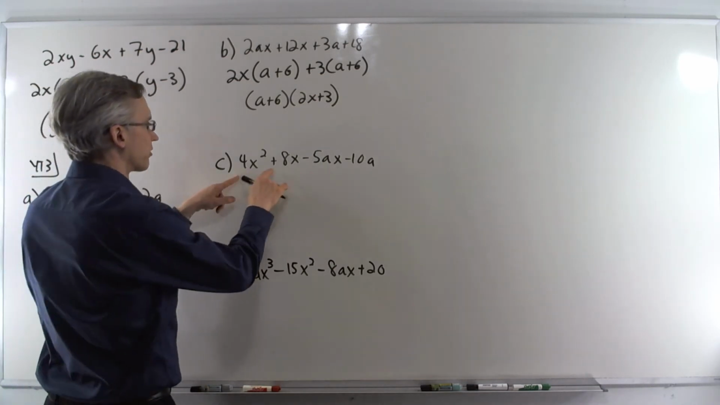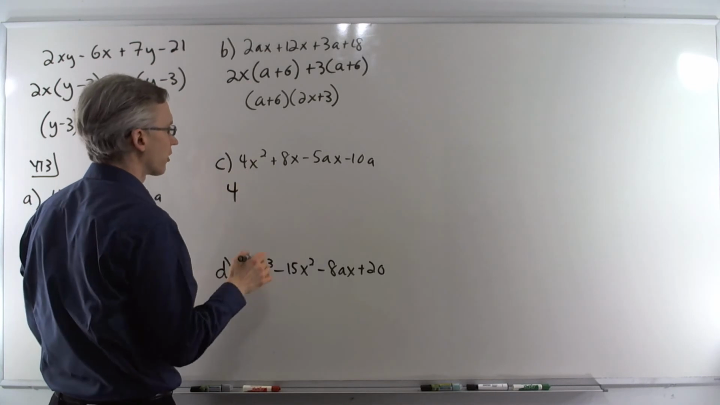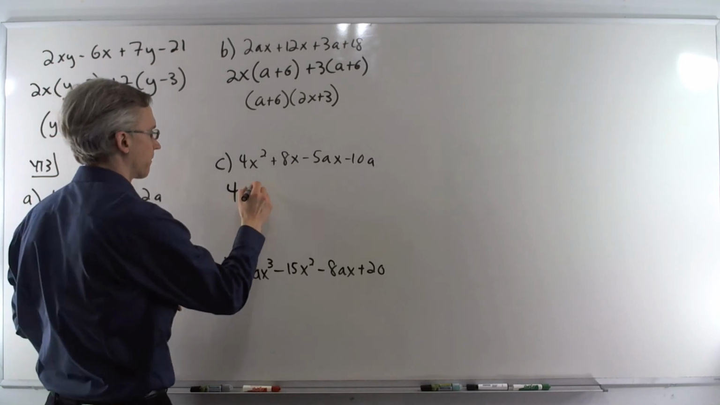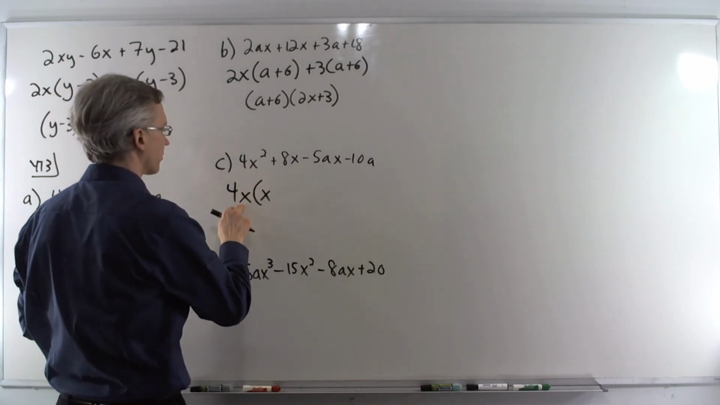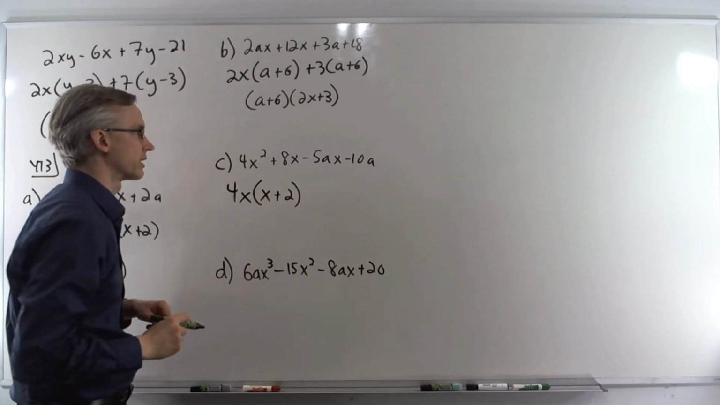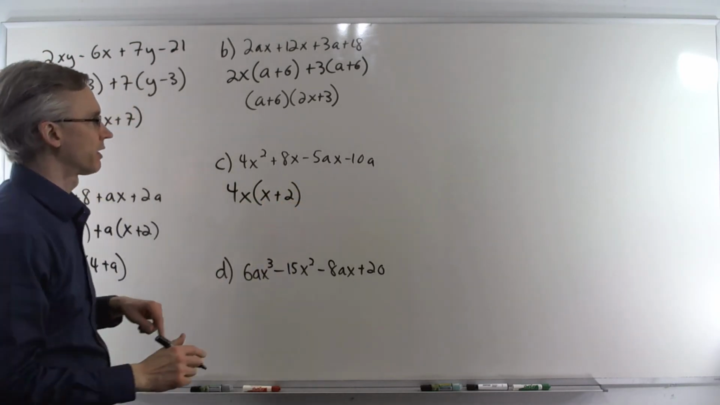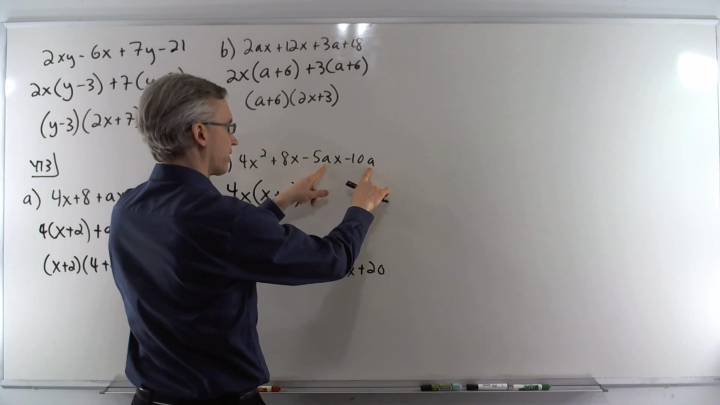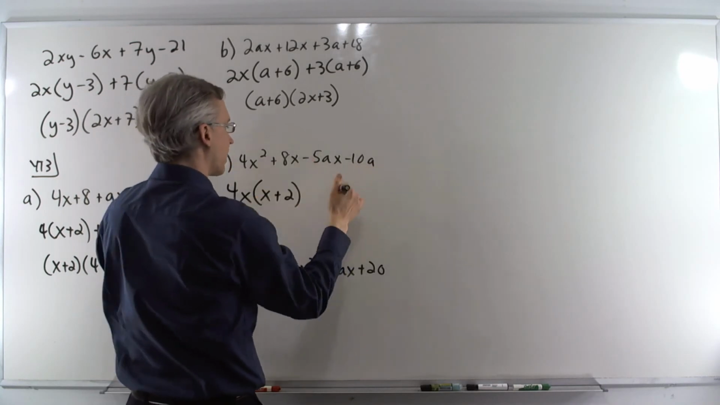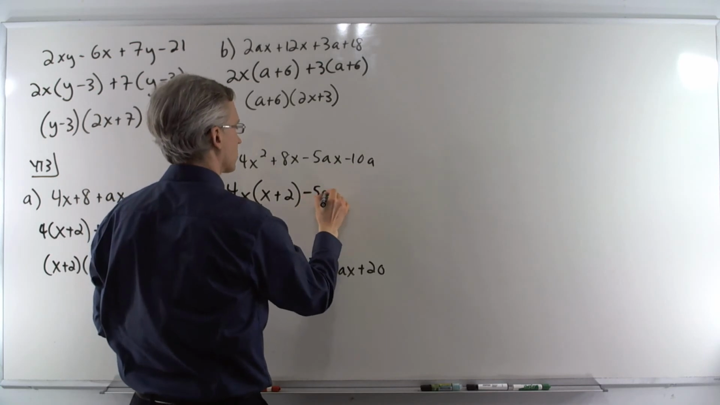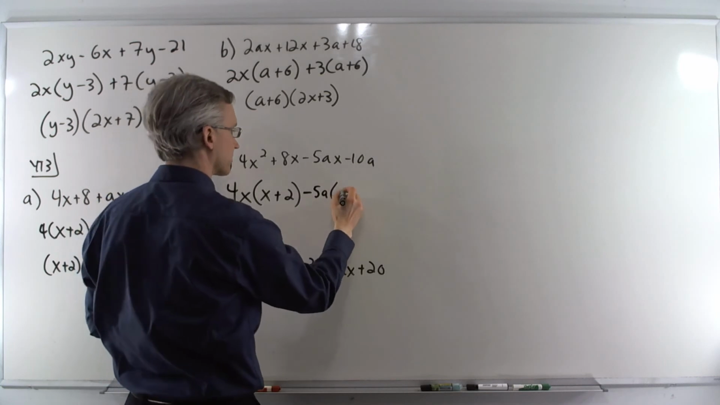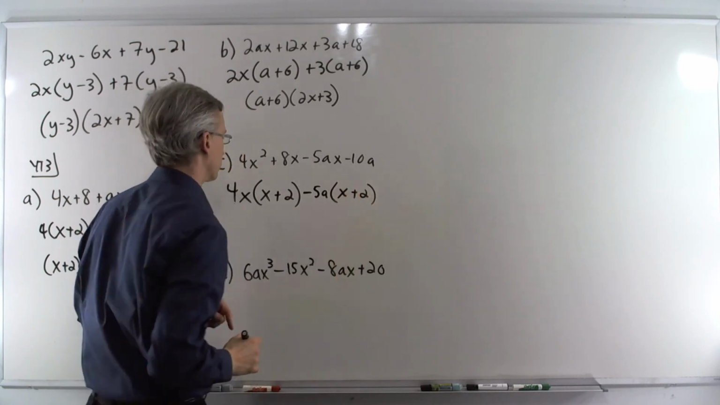Here, greatest common factor in 4 and 8 is 4, and we've got at least one x in both of those, so we'll factor out 4x. 4x squared divided by 4x is x, 8x divided by 4x is 2, so we get x plus 2 inside the parentheses. Now here we've got matching variables of a, so we can factor out an a, and the greatest common factor in 5 and 10 is 5. Factor out negative 5a, and that gives us x plus 2.